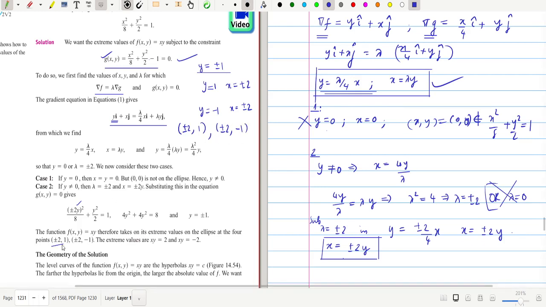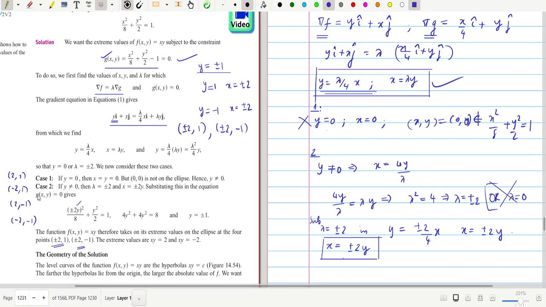So we evaluate the function at these points. At the extreme values, x is equal to plus or minus 2 and y is 1 or minus 1. We have 4 points: (2, 1), (minus 2, 1), (2, minus 1) and (minus 2, minus 1).